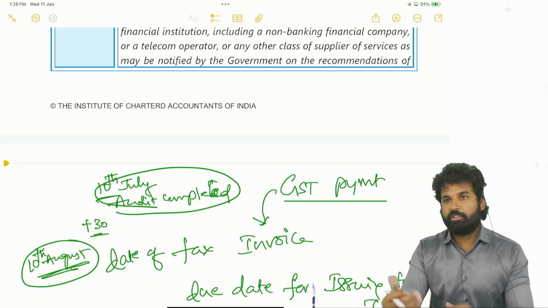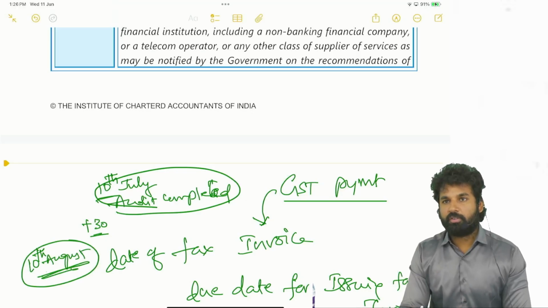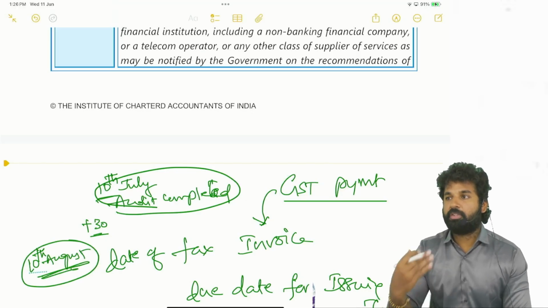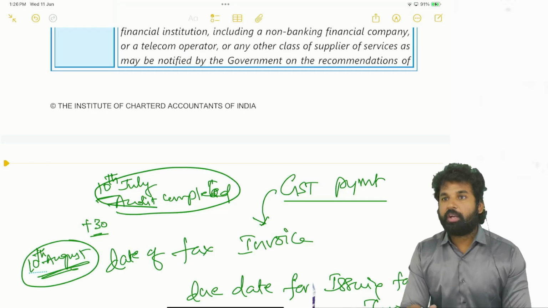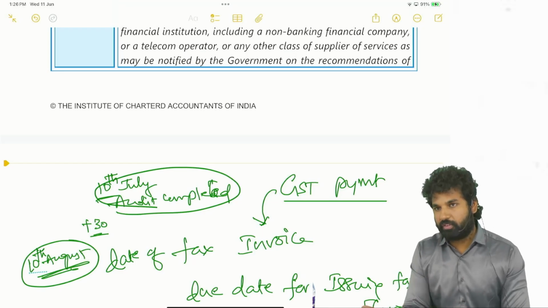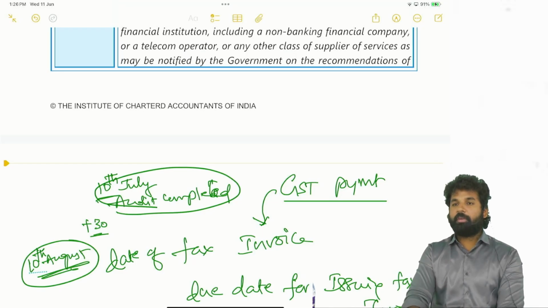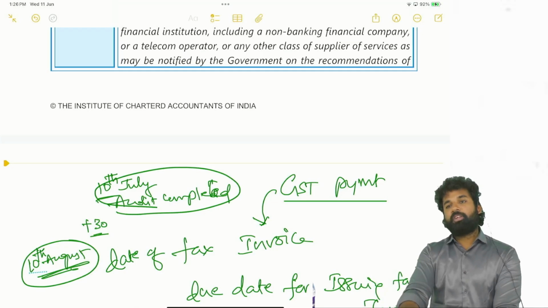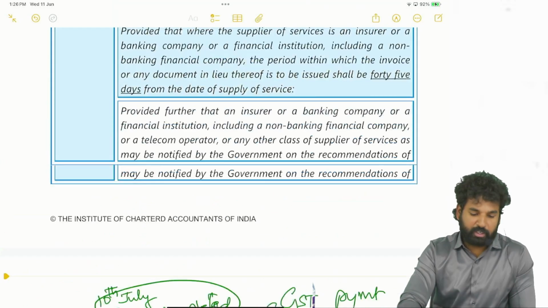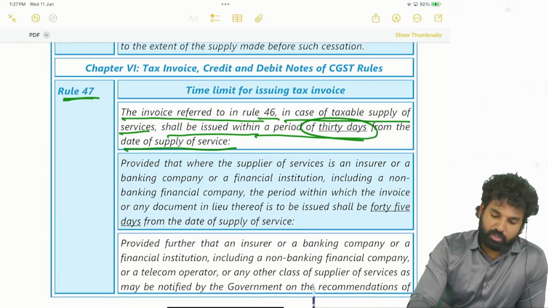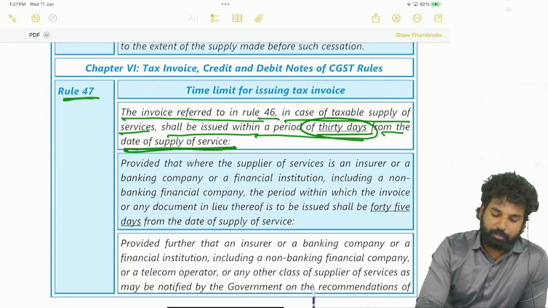So this is a taxable service. For such taxable service, the taxable person has to issue the invoice to the client. He can issue at any time, before the provision of service or after the provision of service. But it shall be issued within a period of 30 days from the date of completion of service. So shall be issued within a period of 30 days from the date of supply of service.